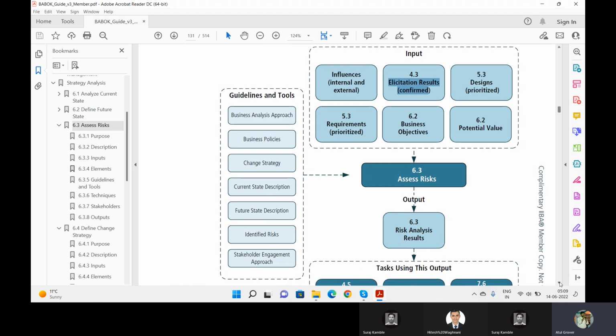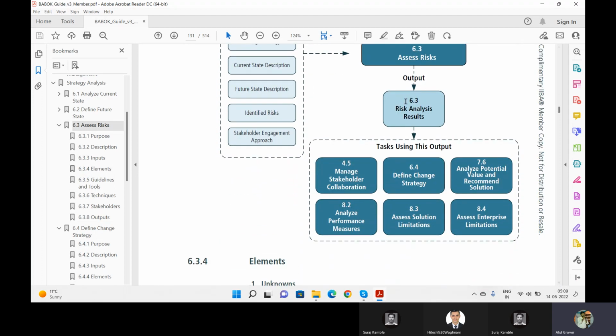And after that, you're getting an output. Risk analysis results aapke paas aate hain. And by using this output, you can do these many activities as well. कुछ पुराने हम कर चुके हैं, कुछ हम कर सकते हैं. Because if you have a risk assessment then you can do the solution limitation as well, enterprise limitation as well.